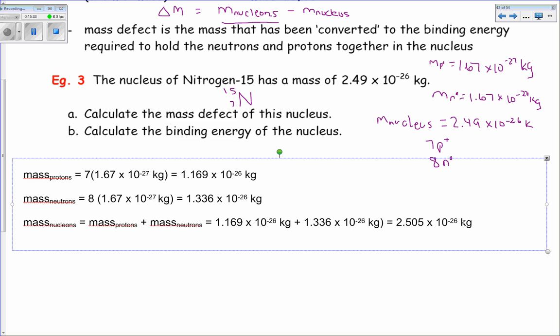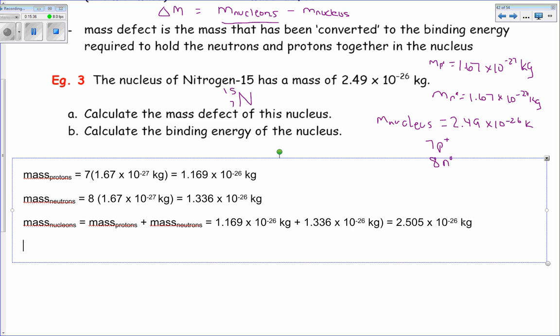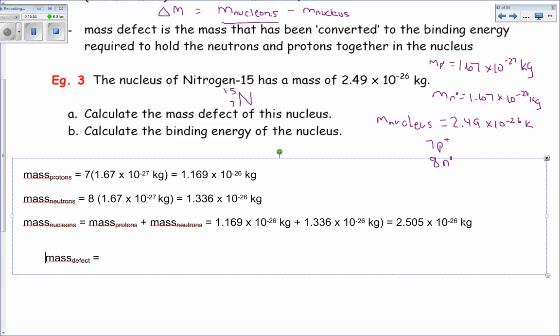So then the mass defect, so I'm going to put mass and then defect because I'm not entirely sure how to get a symbol in here. Okay, so mass defect is equal to the mass of the nucleons minus the mass of the nucleus. Now, if you mix it up and you do it the other way around, all that's going to happen is you're going to get a negative number for mass, and that's fine. Just do absolute value.